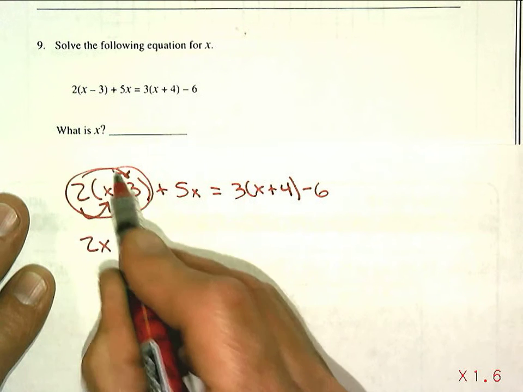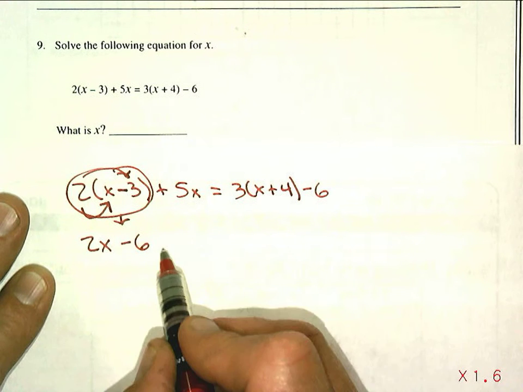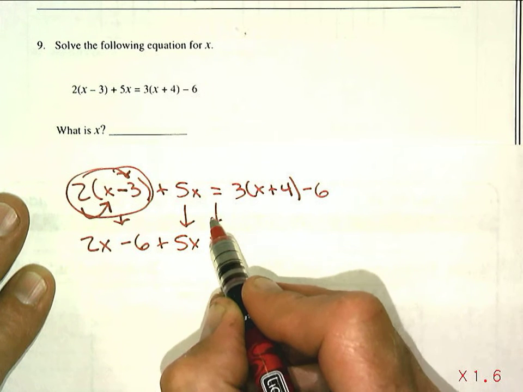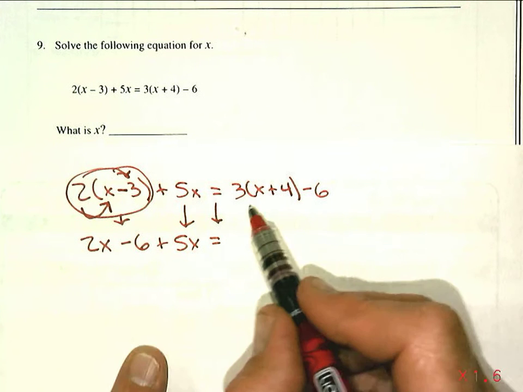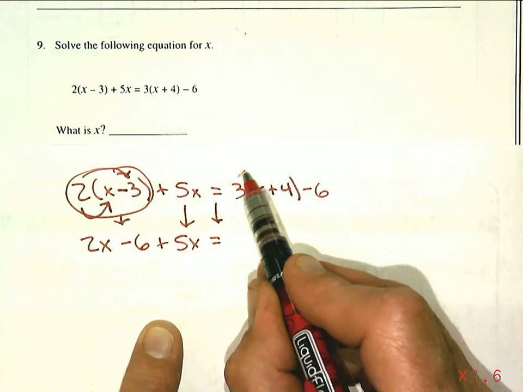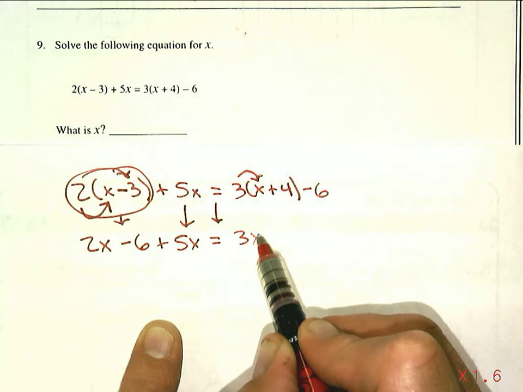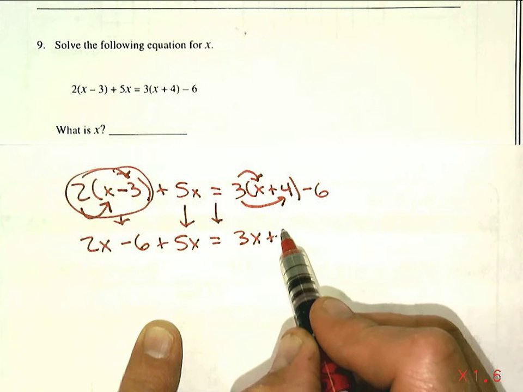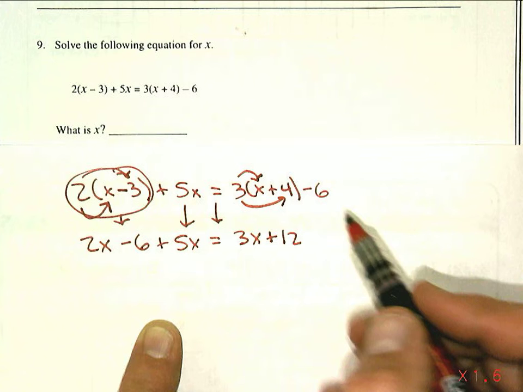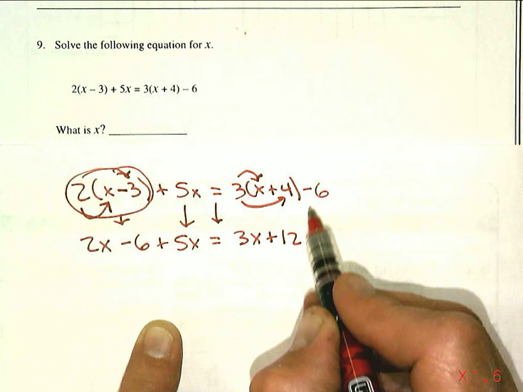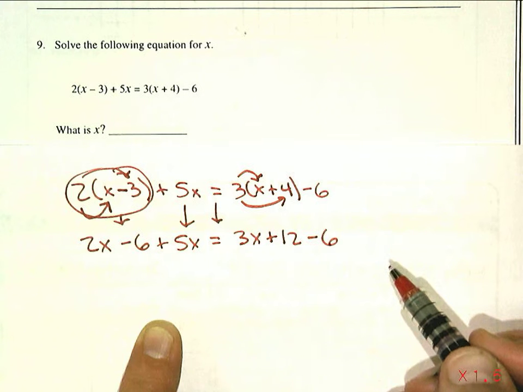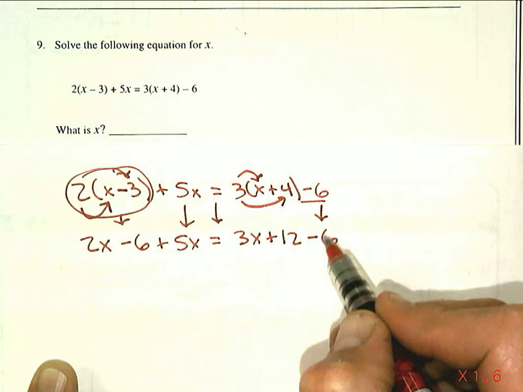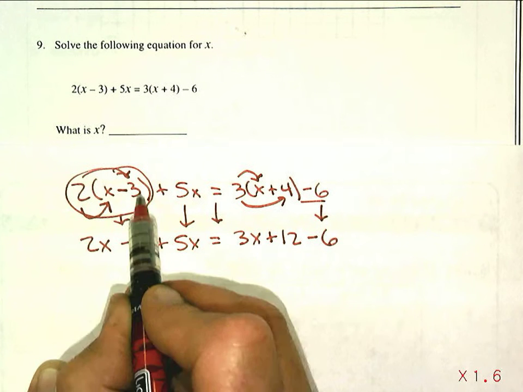All of this now equals this. And then plus 5x. Didn't do anything to that. Keep my equal sign right where it's at. And now I'm going to get rid of this set of parentheses, the 3 times x, which is 3x. And then 3 times 4 is 12. It's positive 12. And then the negative 6 I didn't do anything to. That's outside the parentheses. I'm just going to bring that down as it is. So we got rid of the parentheses here, got rid of the parentheses here.